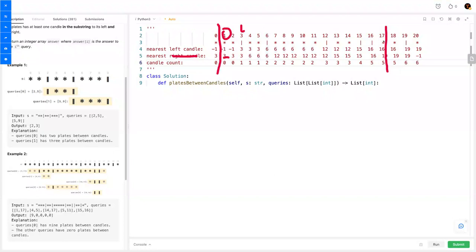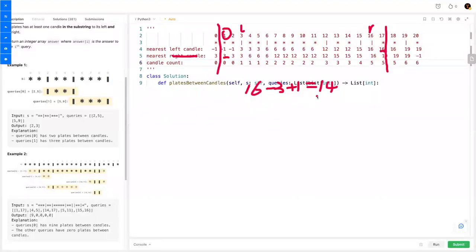And also the same for position 17. This is a plate, and we want to find the candle on the left-hand side of it, which is position 16, right? So this will be the right position we're going to have within the range. So now we know positions 3 to 16 will have the plates bounded by this range. So how many positions do we have in total between 3 and 16? It will be 16 minus 3 plus 1, which is 14. So we have 14 positions in total between 3 and 16.